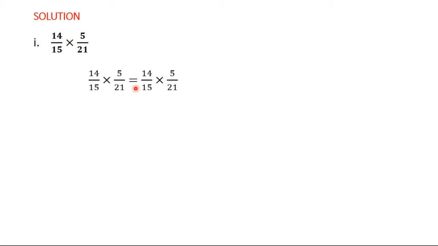So for example, in this question, we can see that we have 5 on the numerator here. Then we have 15 on the denominator here. We know that 5 is a factor of 15, so we can do some cancellation here. We have 14 on the numerator here. Then we have 21 on the denominator here. We know that 7 can cancel 14 and at the same time 7 can also cancel 21. So we can do some cancellations here.